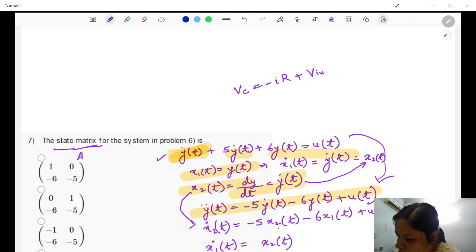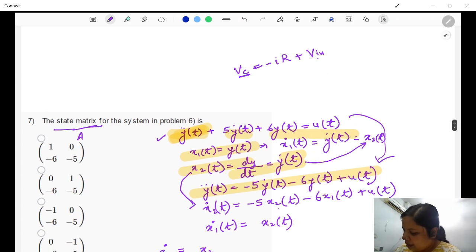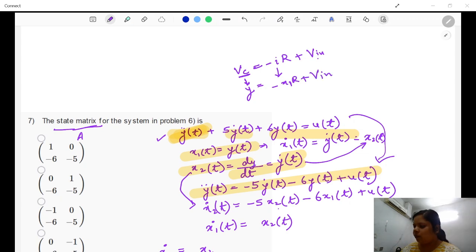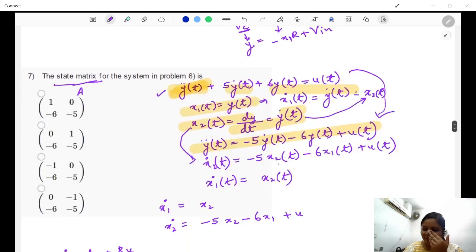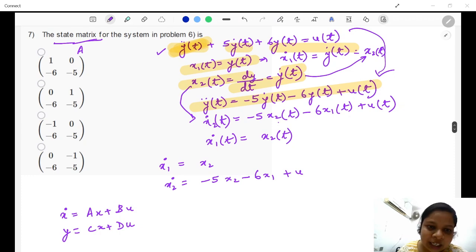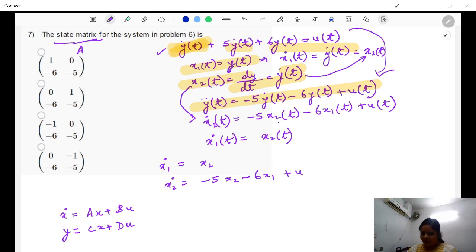So whatever input voltage you have minus the resistance voltage would give you VC. That means that this output, if this is output, it is going to depend on this variable. So it could be minus, let's say, x1 R plus V in. So what I mean is, in our case, since it is a second order differential equation and it is not given what the output is, we have assumed that my first state variable is directly the output only.